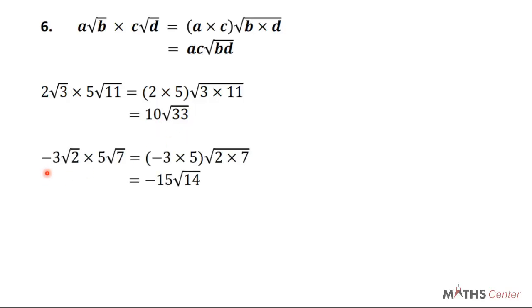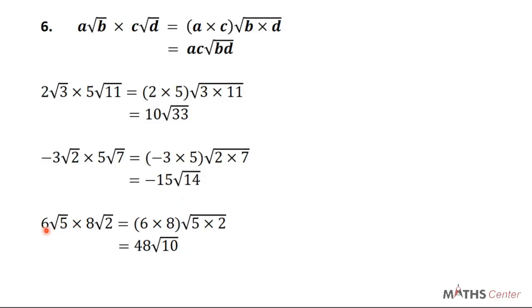If you have negative 3 root 2 multiplying 5 root 7, the numbers in front of the square root sign will multiply. So we have negative 3 times 5 in one bracket. Then the square root of the numbers under the square root sign will multiply. So 2 times 7. So you're going to have negative 15 square root of 14, since 2 times 7 will give us 14.